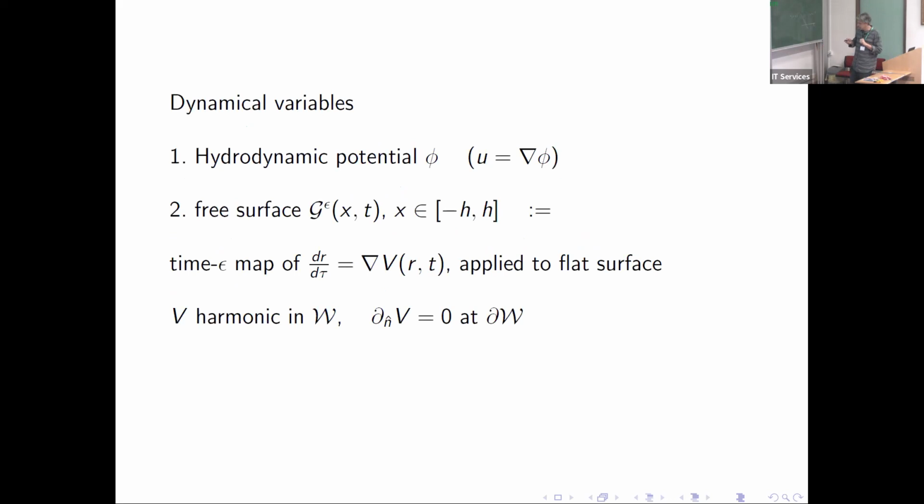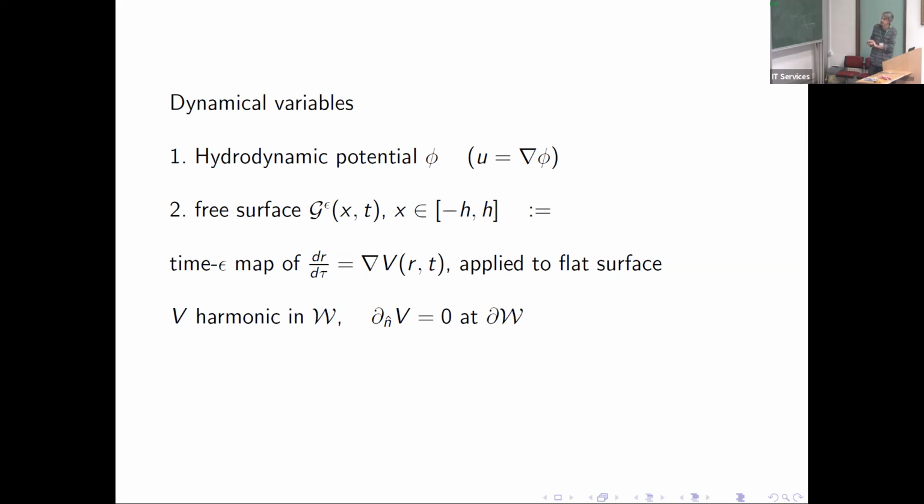And here is actually what we propose. First of all, we have to define what are the dynamical variables, what is evolving. Well, the first thing is the hydrodynamic potential, because that is needed to give us the velocity inside the domain. One novelty here is that we propose to parameterize or describe the free surface by this object, which is the time epsilon map.